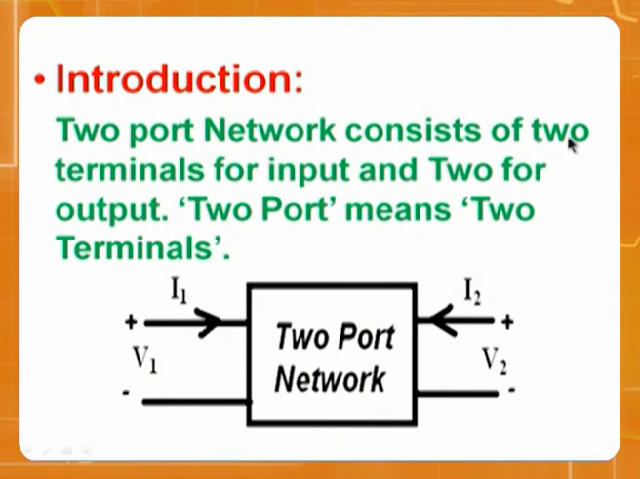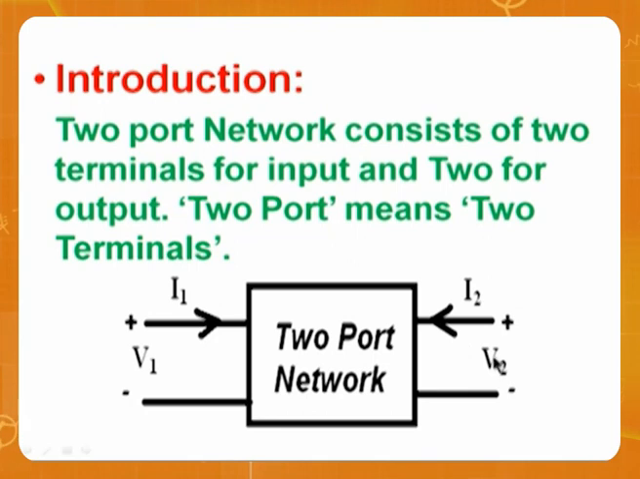Two-port network consists of 2 terminals for input and 2 output. These 2 terminals are called input terminals. These 2 terminals are called output. But please observe, I1 is entering, I2 is also entering. Why these 2 currents are entering? Actually, if one is entering, other should leave. But here, sometimes we put the signal here, then it acts as a load.